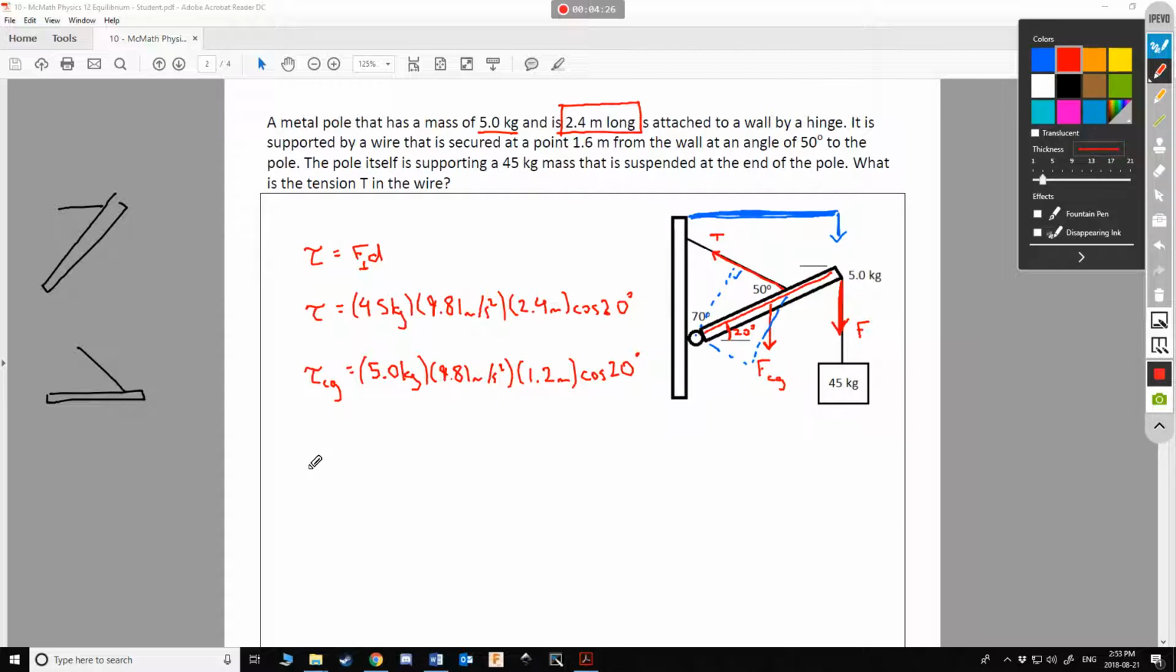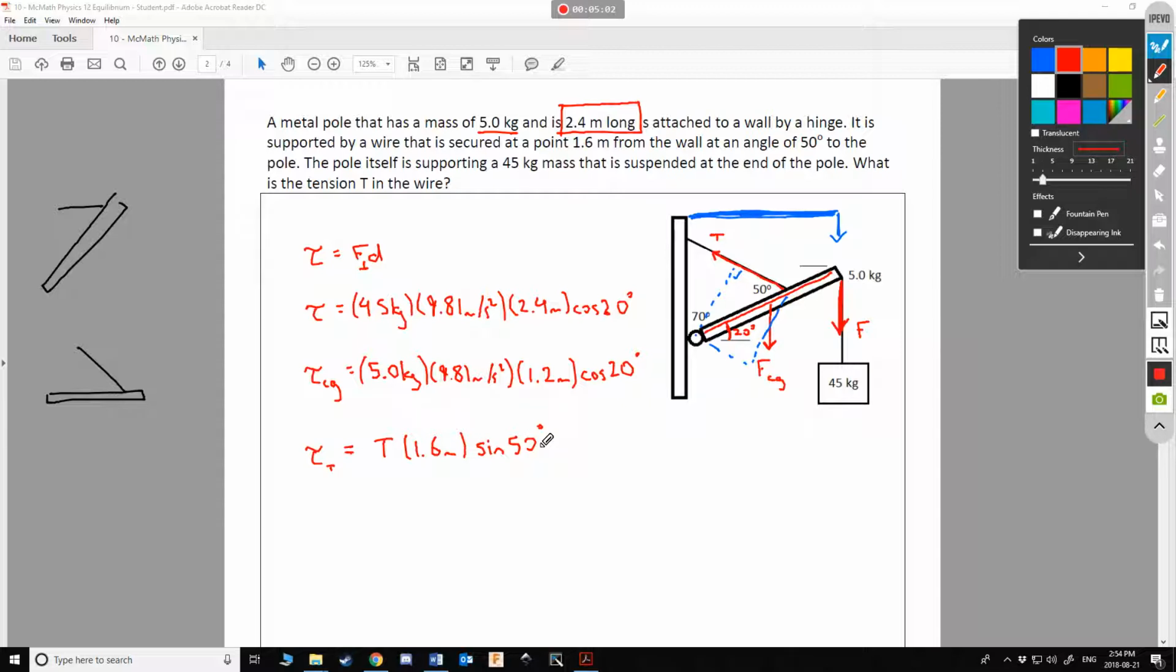So we have the torque of that tension. The force is T, that's what we're trying to solve for. And the question is, how many meters from the pivot is it? It's connected at a point 1.6 meters from the pivot, so you're going to have 1.6 meters. But again, I need to find that perpendicular distance, so I'm going to multiply that by sine 50 degrees. Now we're pretty much done.